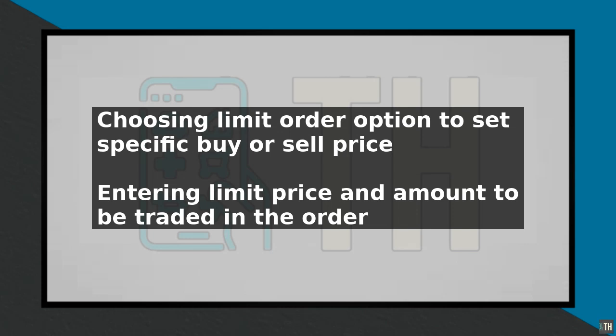For example, if you want to buy 1 Bitcoin at a price of $30,000, you would enter $30,000 as the limit price and 1 as the amount.